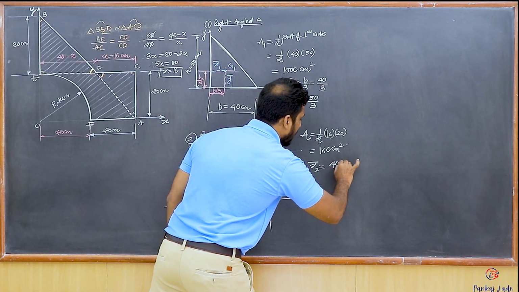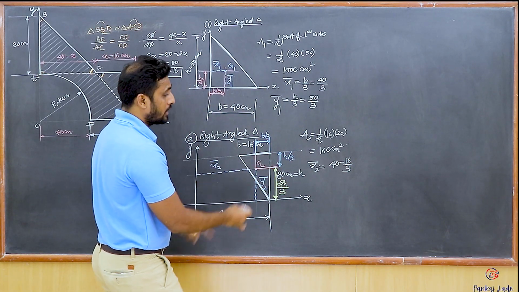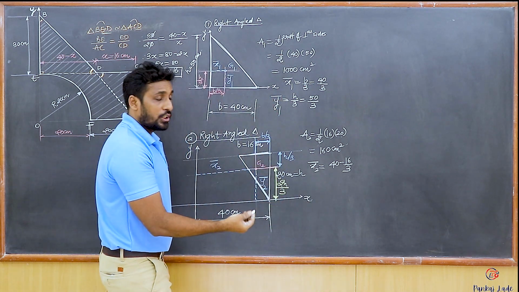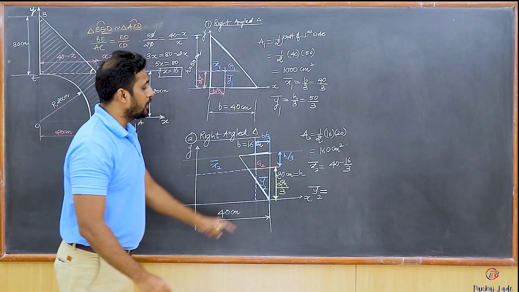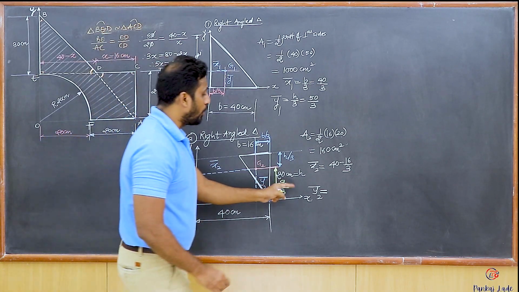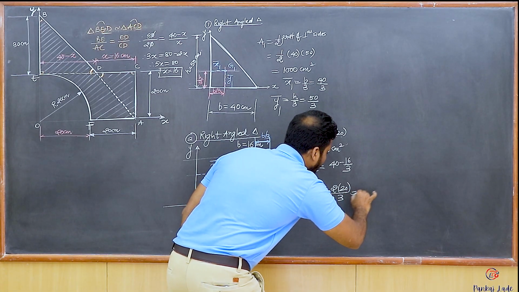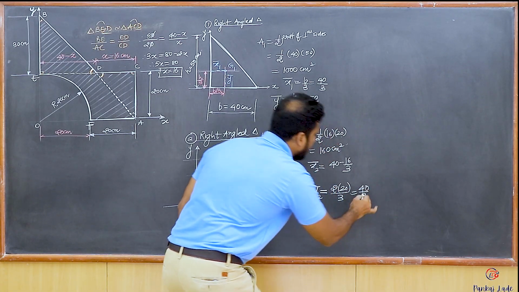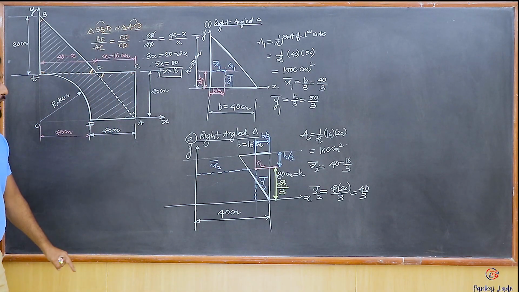So 40 minus b upon 3. So b, I know it is 16, so it is going to be 16 upon 3. Let's do that calculation in a short while from now. And then y2 bar, students, what is y2 bar going to be? It is going to become 2h upon 3. What is h? h is 20, so 2 into 20 upon 3. That's simply going to become 40 by 3, isn't it? So I've got y2 bar and x2 bar and a2 for the second standard shape.